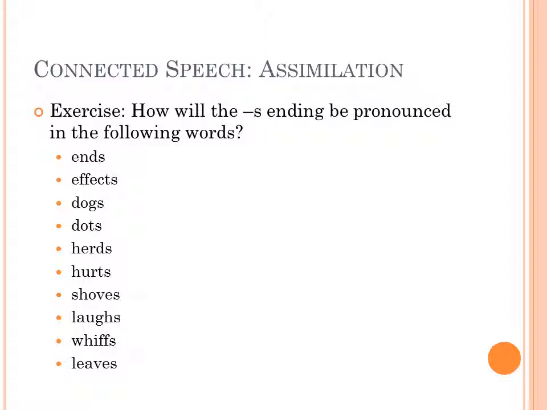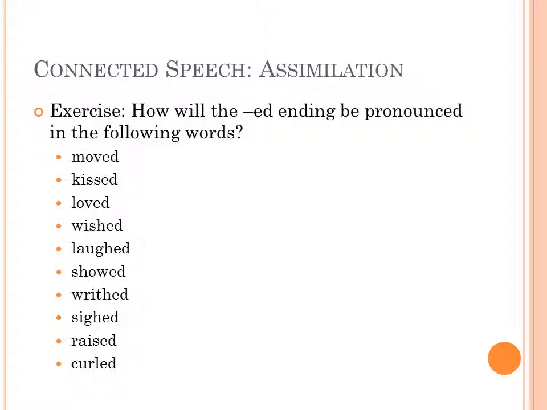So now think about how the sound is pronounced and why it's pronounced that way. Now look at the ED endings of the following verbs. Is it pronounced as a D or a T? Is it a voiced sound or a voiceless sound? Moved, moved, kissed, kissed, loved, loved, wished, wished, laughed, laughed, showed, showed, writhed, writhed, sighed, sighed, raised, raised, curled, curled.